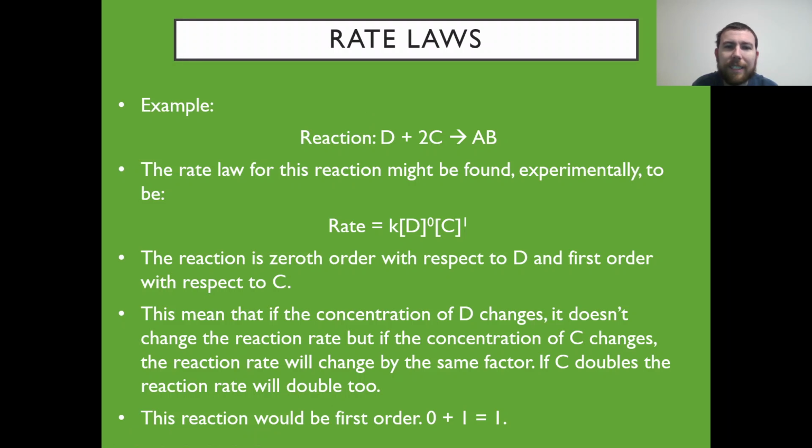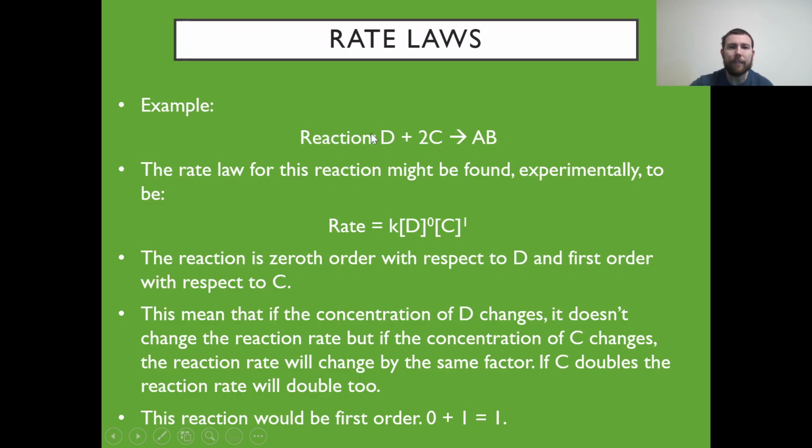So this portion right here, this is our rate law for this reaction. Now, the reaction is 0th order with respect to D and 1st order with respect to C. And we can see that from the exponents that we see with D and C respectively. Now, you might be wondering, what does that mean? And so for something to be 0th order like D, that means that when we change the concentration of D, it does not change the reaction rate. Okay, so changing the concentration of D has no effect on the reaction rate for this particular process.